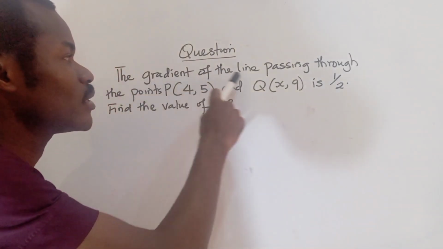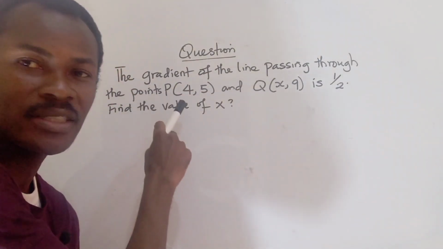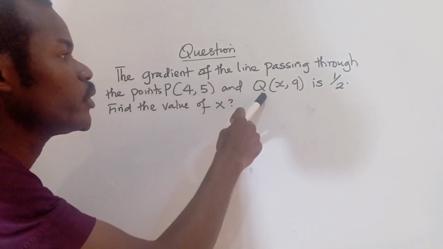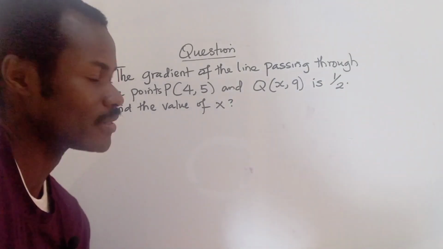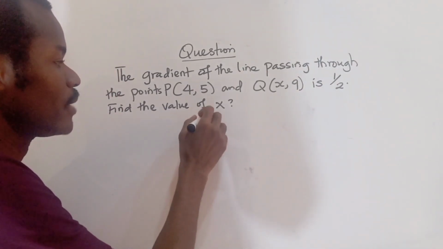Today we have a problem on gradient. The question says the gradient of the line passing through the points P and Q is R. We should find the value of x. First of all, what do we mean by gradient?